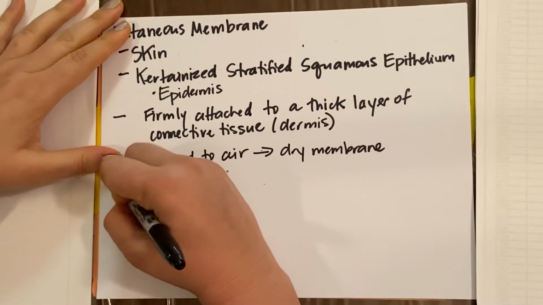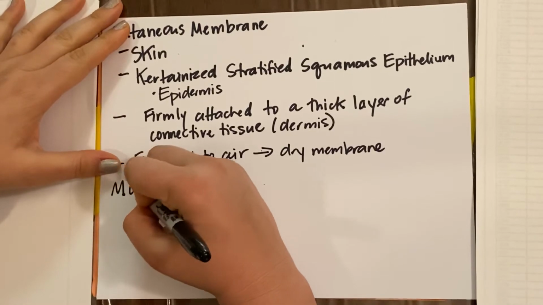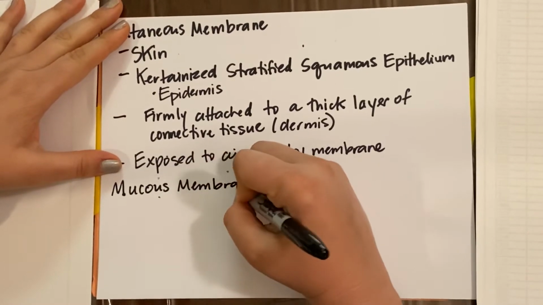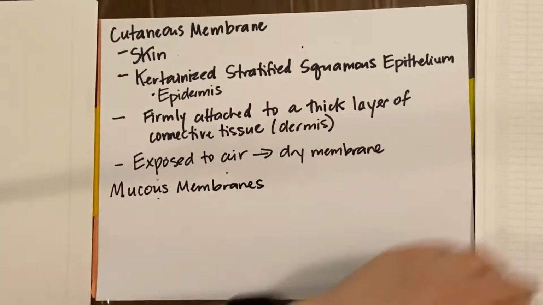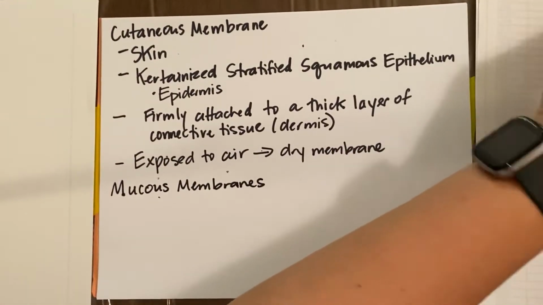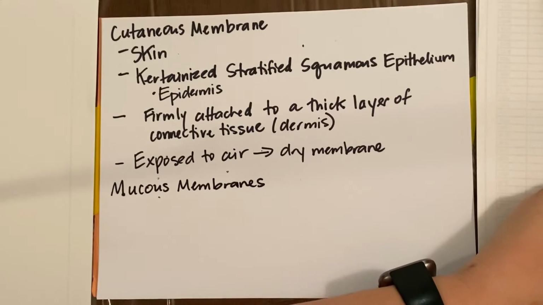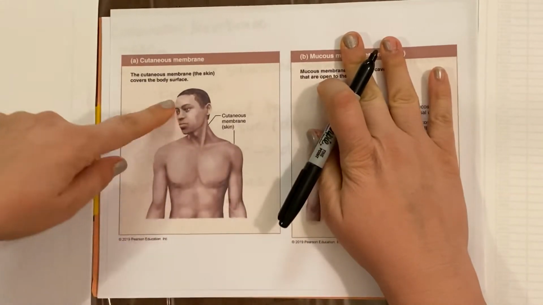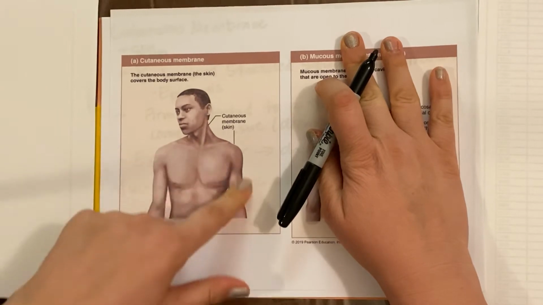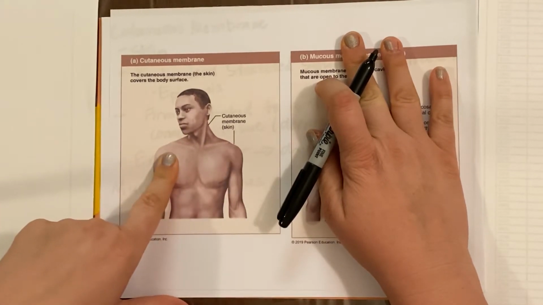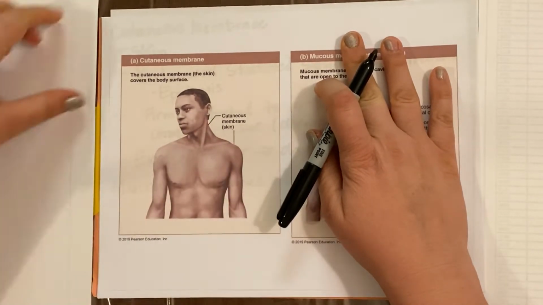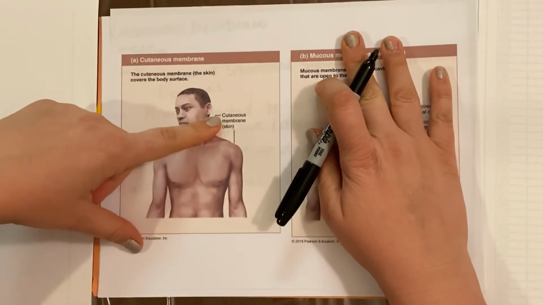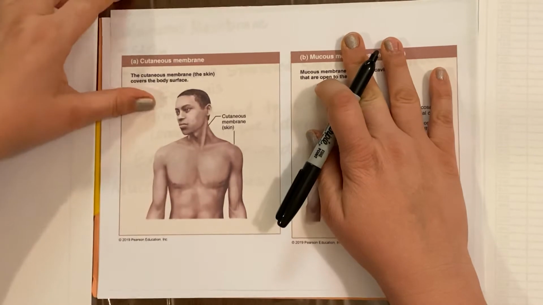The next type is going to be the mucous membranes. Oh wait, and I forgot to show you, I'll show you a picture of this before I move on. So we're just going to look at this one right here. The cutaneous membrane is just going to be the skin on the outside of the body. Okay, so hopefully most people are familiar with that. You may not have ever called it a cutaneous membrane, but it is just the skin.